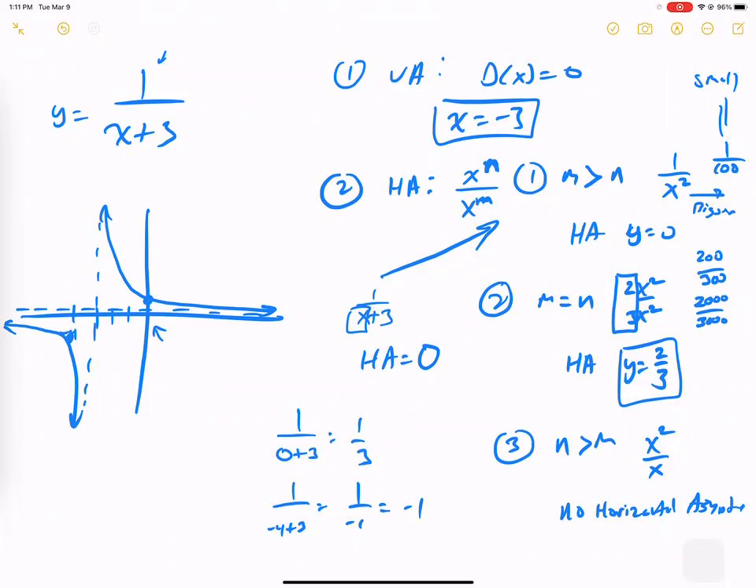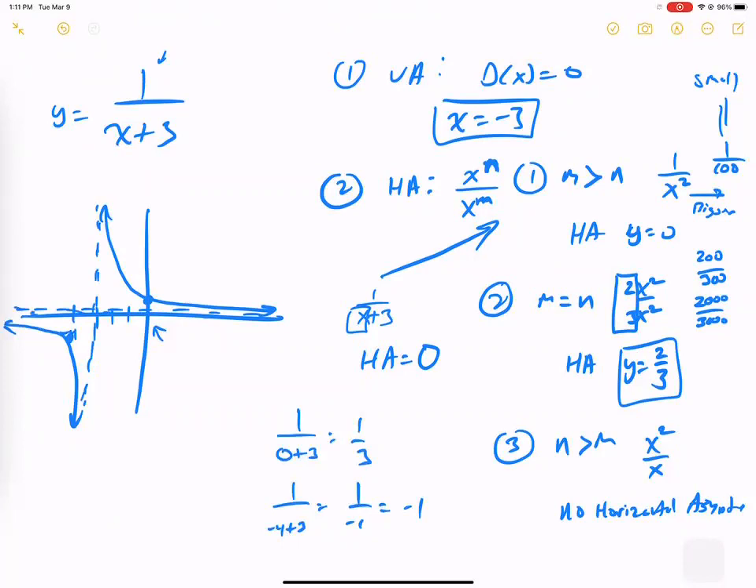All right. So this was our basic idea of how to graph rational functions. We look for vertical asymptotes, we look for horizontal asymptotes. That gives us an idea of what type of shape this would be. Then we start plugging in values to figure out where we should really graph.